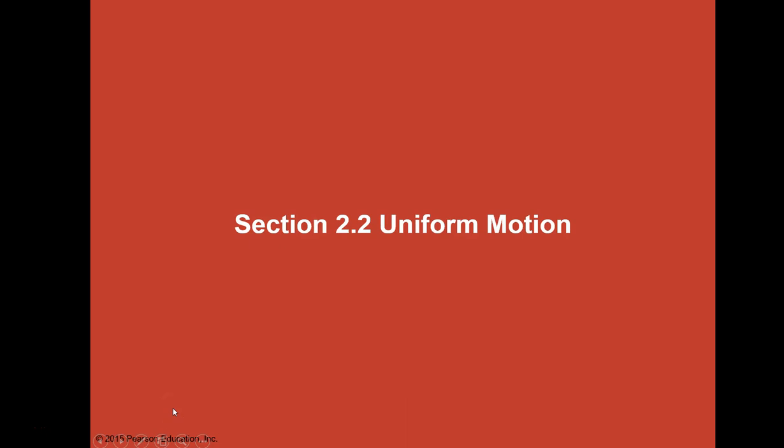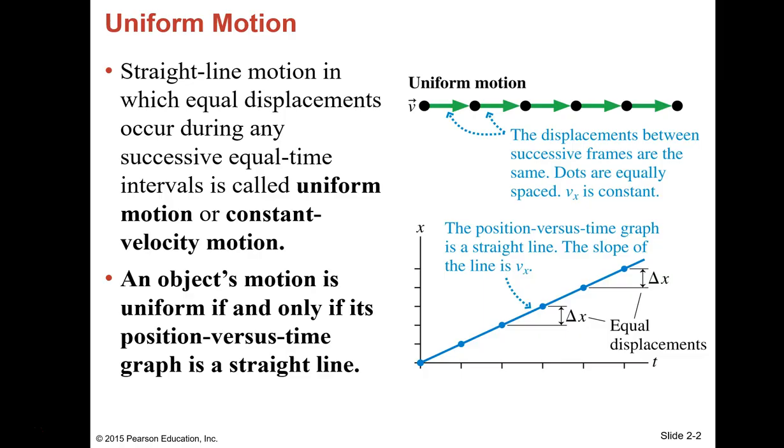So this video is going to cover velocity and acceleration. We're looking at uniform motion initially. Straight line with equal displacements is what's called constant velocity or uniform motion. If we look at the motion map, the motion diagram, the vectors are all equal, going in the same direction. There's equal spacing between the dots.